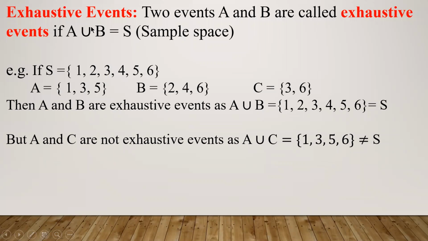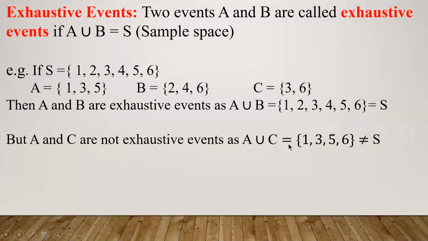Then we have seen what are exhaustive events. Exhaustive events means what? Two events are called exhaustive events if A union B is the entire sample space S. If you unite A and B, then you get the whole of the sample space. Such events are called exhaustive events. Look here, A union B will be the entire space S. So A and B are exhaustive events.